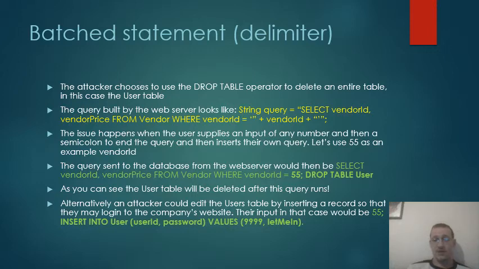So let's say they use 55 as an example vendor ID. Here's what the query would look like with 55 semicolon drop table user. As you can see, the user table will be deleted after this query runs. Alternatively, an attacker could edit the users table by inserting a record so that they may log into the company's website. Their input in that case would be 55 insert into user ID, password, values 9999, and let me in.